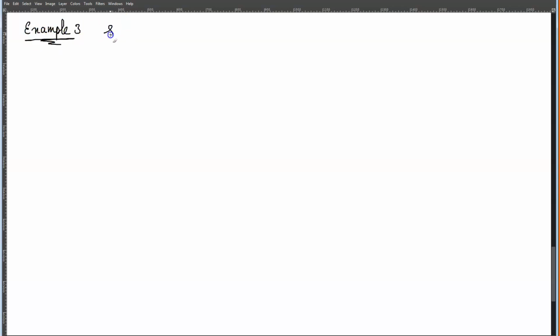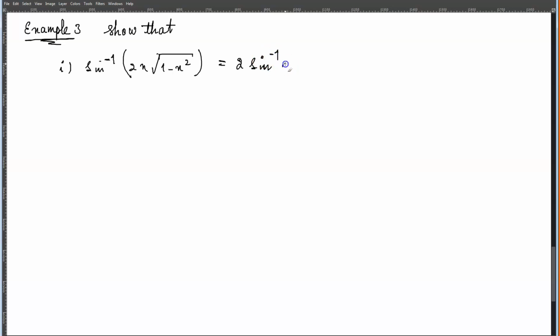Example number 3, you want to show that, basically number one, the sine inverse of 2x times the square root of 1 minus x squared is equal to 2 times sine inverse x, for -1 over square root of 2 less than or equal to x less than or equal to 1 over square root of 2, right? So we have the result over here.